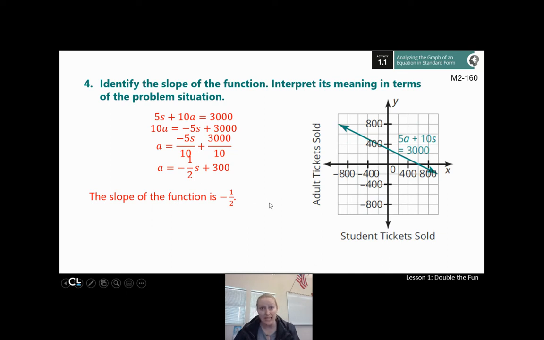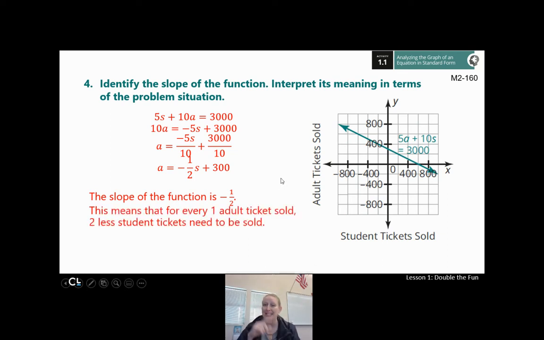So what does that mean in terms of ticket sales? Here's what it means. It means that for every 1 adult ticket sold, 2 fewer student tickets need to be sold. If I sell 1 adult ticket, that's 2 fewer student tickets that I need to sell to reach my goal. That's what that slope means, sure enough.